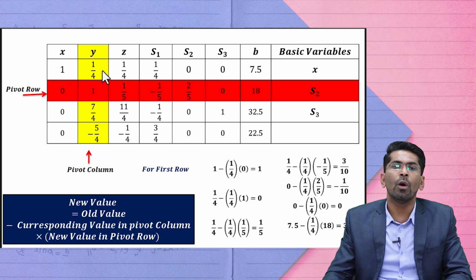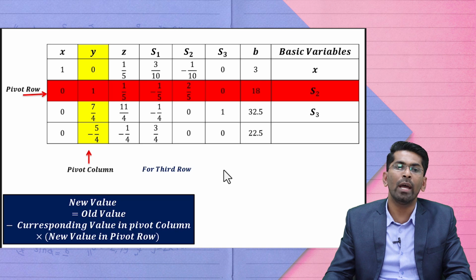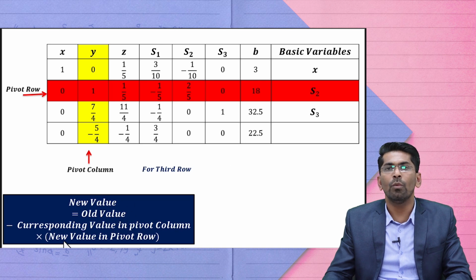So the first row now we are going to replace with the new calculated values. So it will become 1, 0, 1 by 5, 3 by 10, minus 1 by 10, 0, 3. Okay. So again now we are going to consider the third row. So third row again we are going to calculate the new values. So it will become old value minus corresponding value in the pivot column into new value in the pivot row.